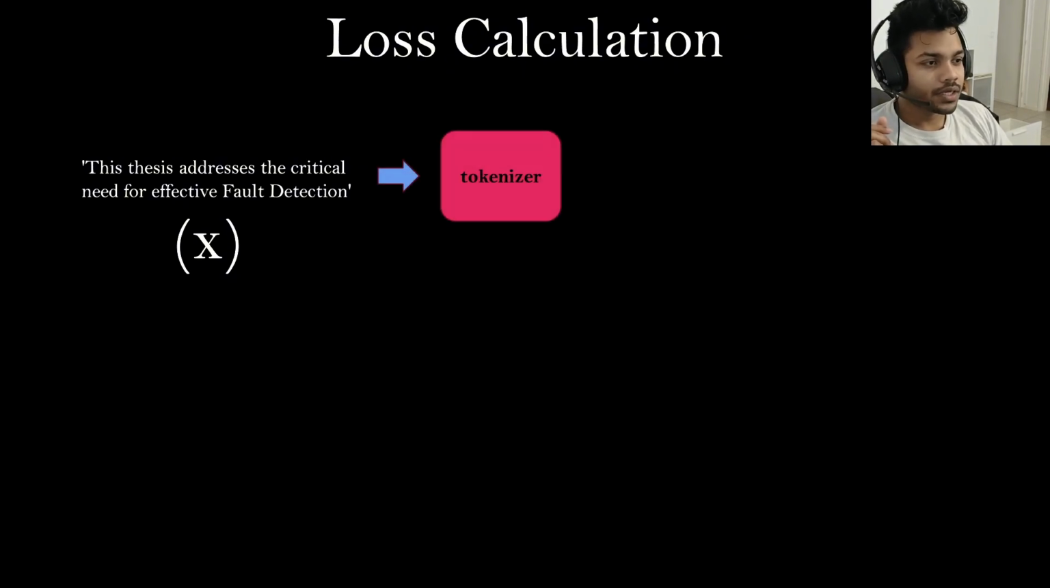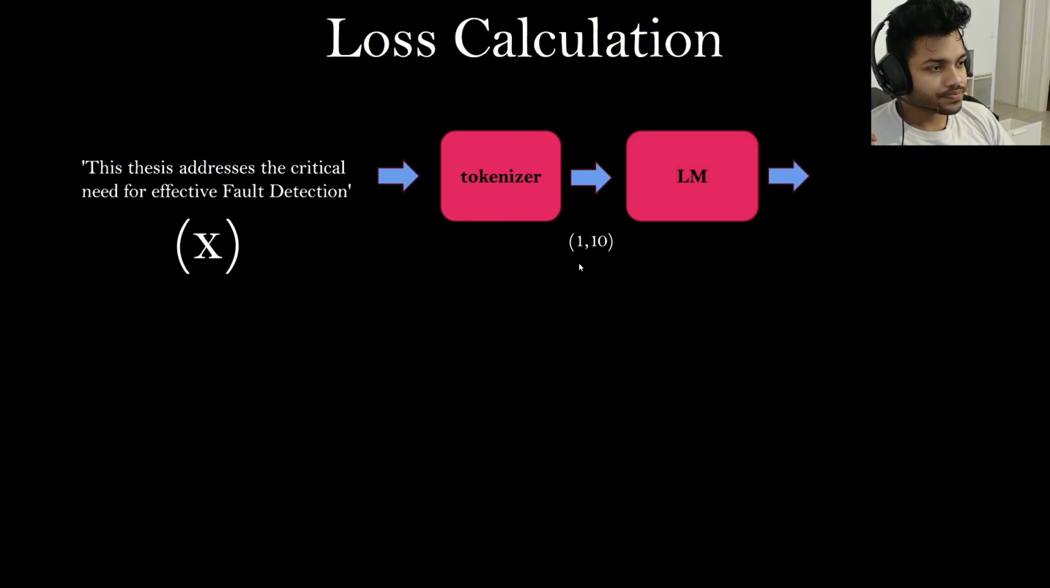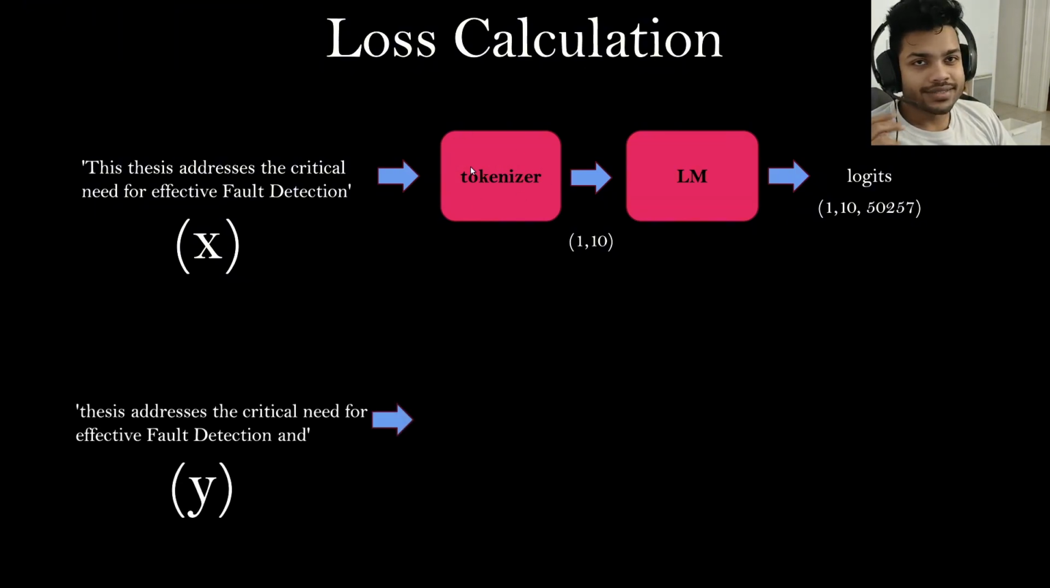Now let's see how we calculate the loss and optimize the weights. First we have some random text that we take from our corpus, that is our X, let's say. We pass it through the tokenizer. Here we have 10 words, so we get a tokenized vector of 1 cross 10. Then we pass it through our language model, and we get the logits, which is 1 cross 10 cross 50,257. So this is my output from the language model. By the way, in the tokenizer there are no weights, nothing gets optimized in the tokenizer.